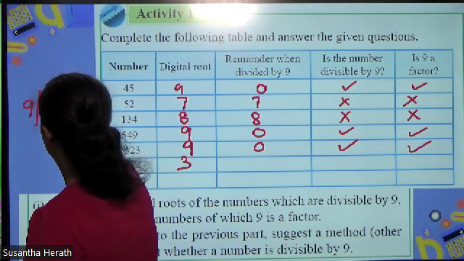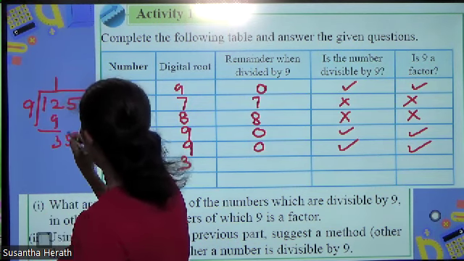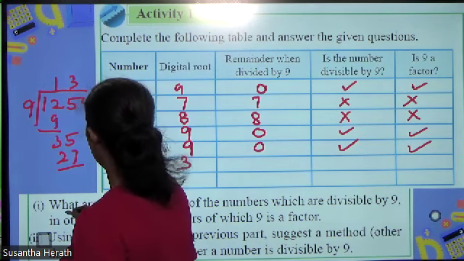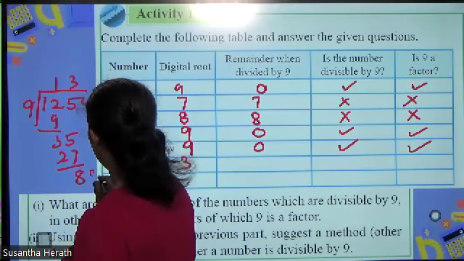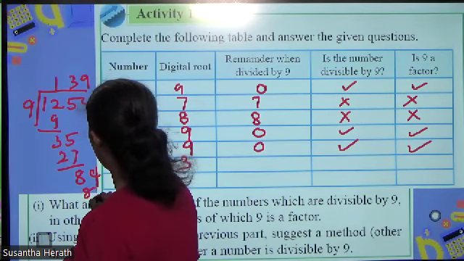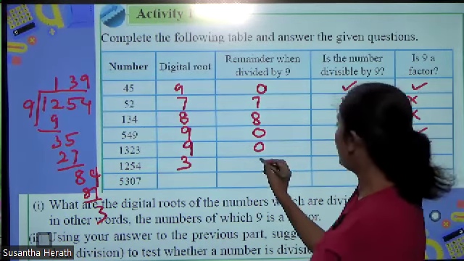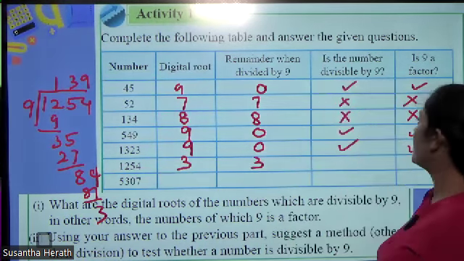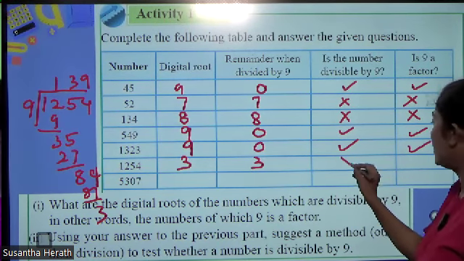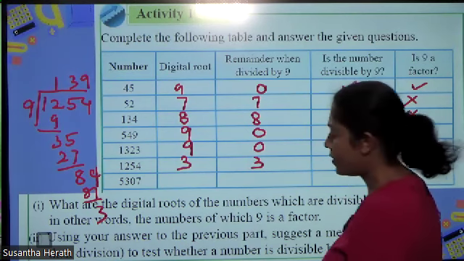For 12, 1. For 35, how many 9s are there? 3, 27. 8. For 84, 9, 81, remainder 3. Right? Then remainder is 3. Then is the number divisible by 9? No. Then 9 is not a factor of that number. Next one, last one.